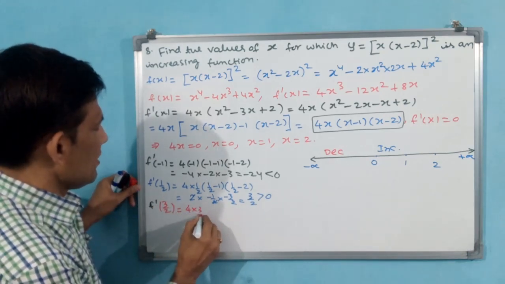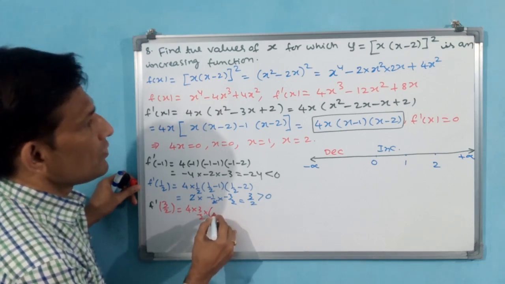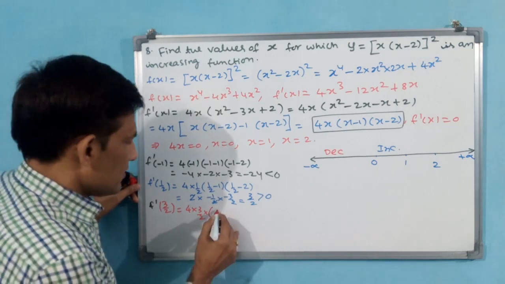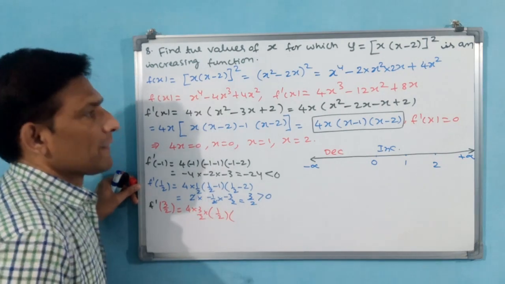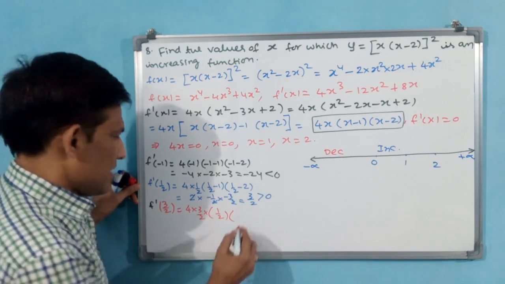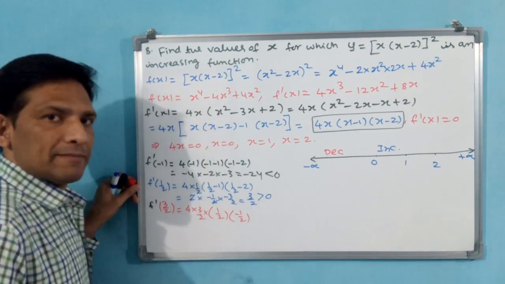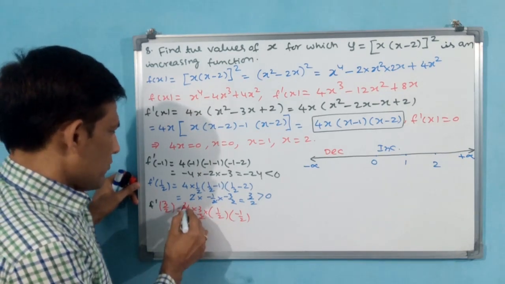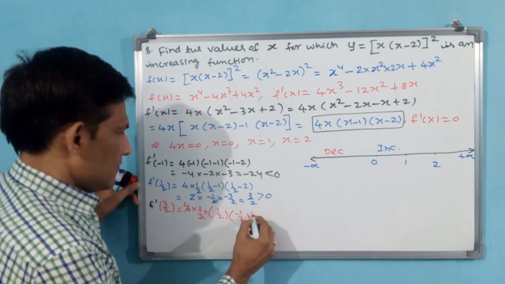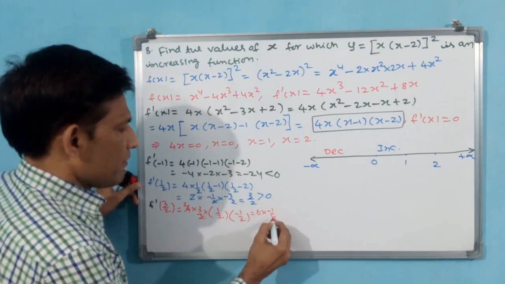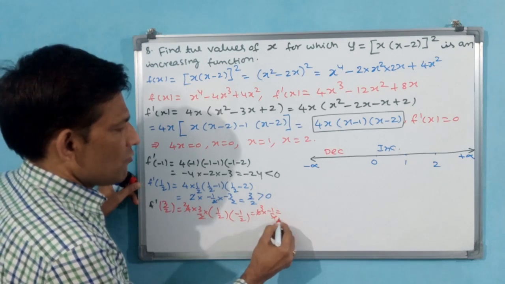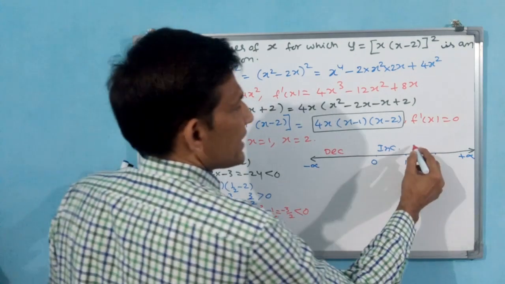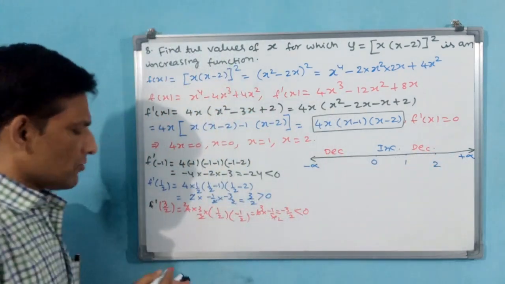See, 4 into 3 by 2 into 3 by 2 minus 1. 3 by 2 minus 1 dash, shall I write directly 1 by 2? 3 by 2 minus 2 minus 1 by 2. Why? Because 3 by 2 is half less than 2. Okay. 4, 6. 6 into minus 1 by 4. See, 3 by 2 minus 3 by 2 is less than 0. This is decreasing again. Okay, normally like that only will come.